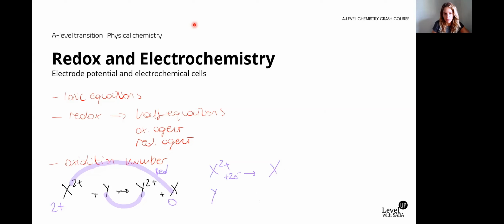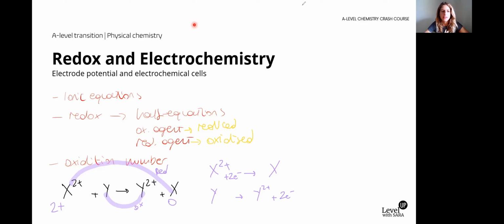While for Y, this is also the way to do a half equation. Remember, look at each element one at a time and the change. So Y to Y2+, what has happened? It has lost 2 electrons. We write it on this side. So this is definitely oxidized. And remember that whatever is oxidized is the reducing agent, because it causes the other thing to be reduced, while the oxidizing agent is reduced. So whenever you find what is oxidized and what is reduced, you can also find the agents by thinking in this way. Okay, good. I hope it makes sense.